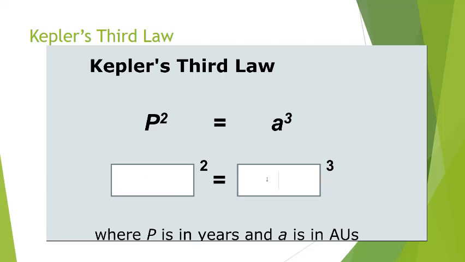How about Uranus? 20 AUs out? About 89 years. And finally Neptune, 30 AUs out, takes 64 years to go around the Sun one time.